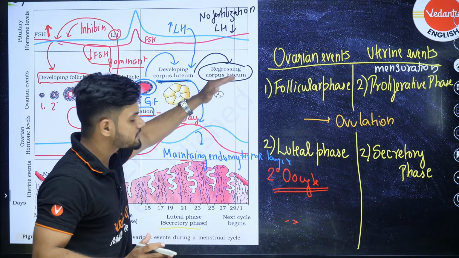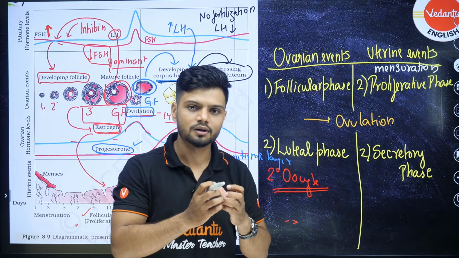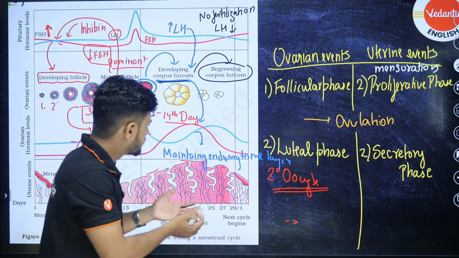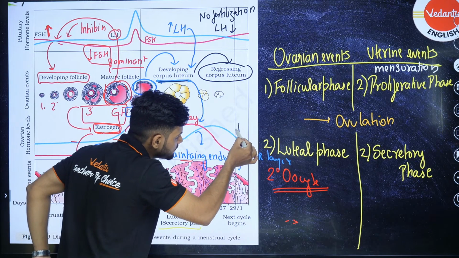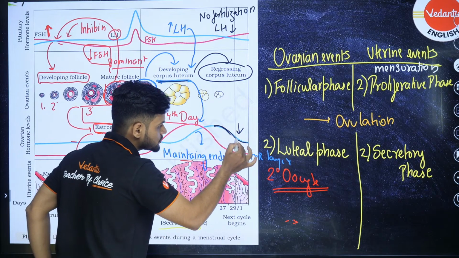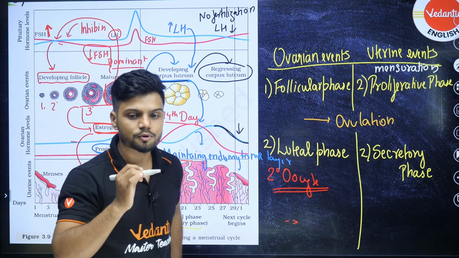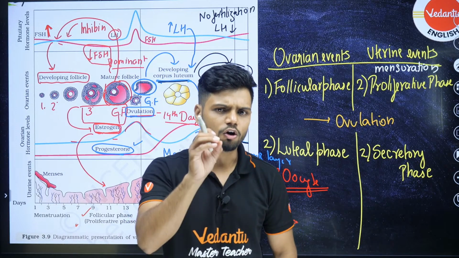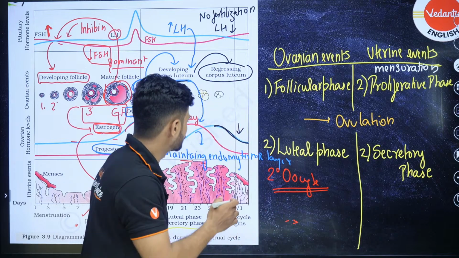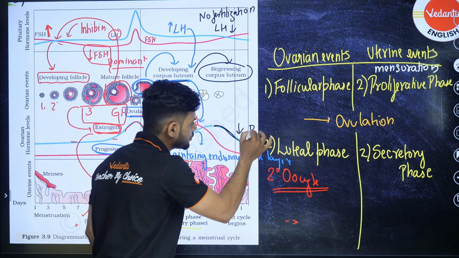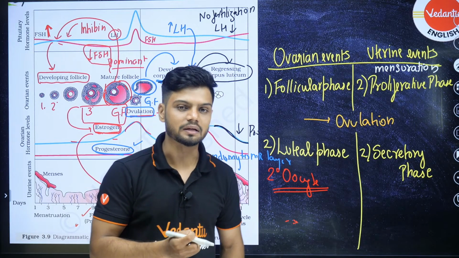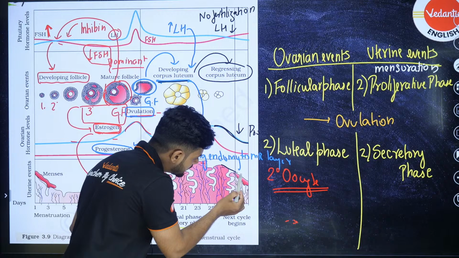Now, if the corpus luteum is gone, corpus luteum was producing progesterone. Can I see a decrease in progesterone here? Yes, there's a decrease in progesterone. The main function of progesterone was to maintain the endometrium layer. If there is no progesterone, obviously there is no one to maintain the endometrium layer, and the endometrium layer will collapse.